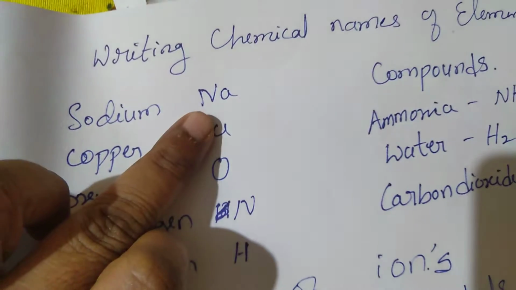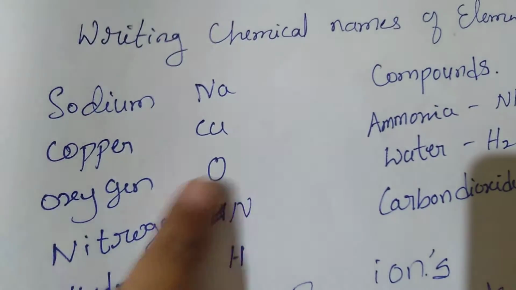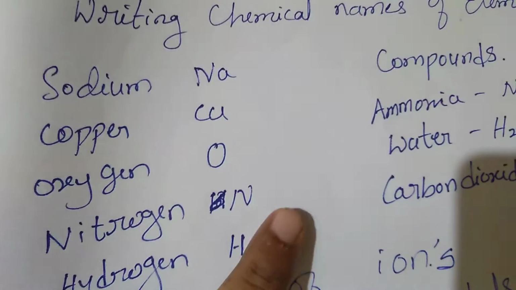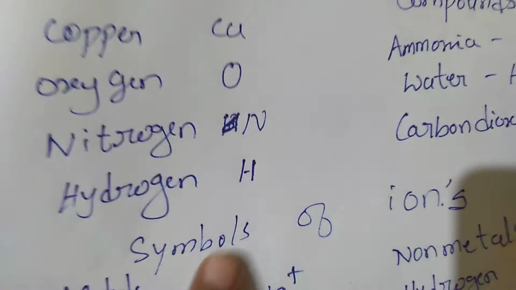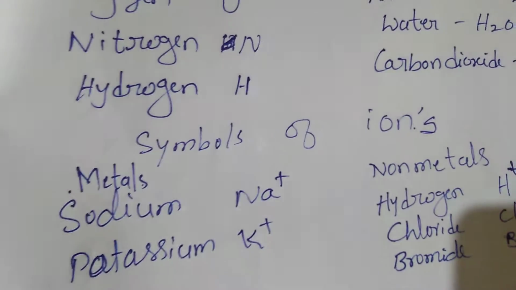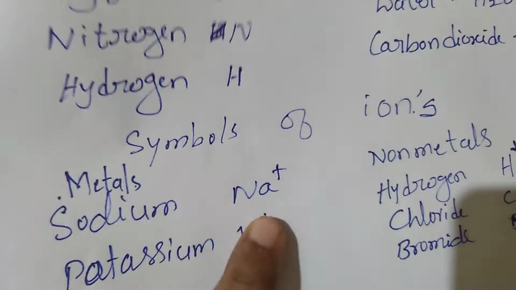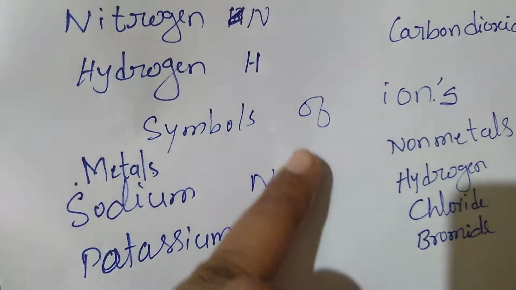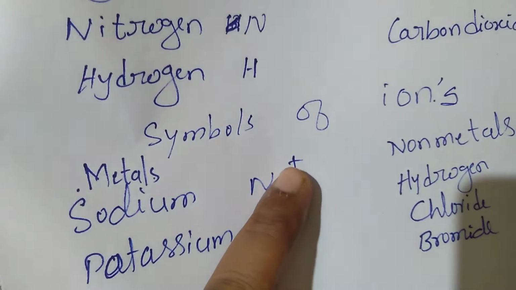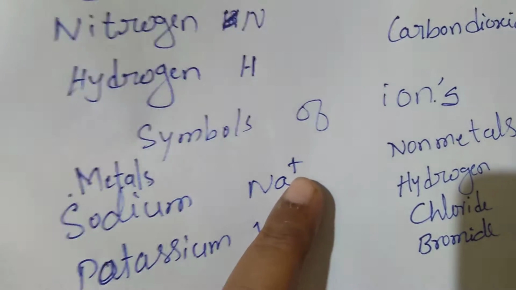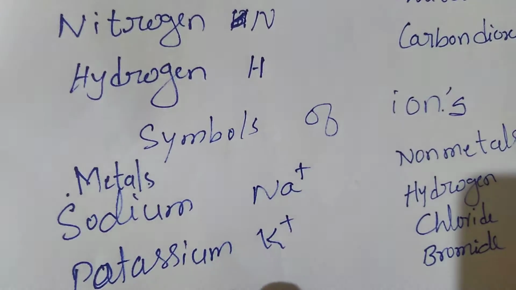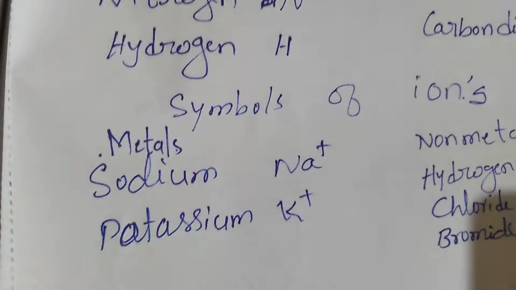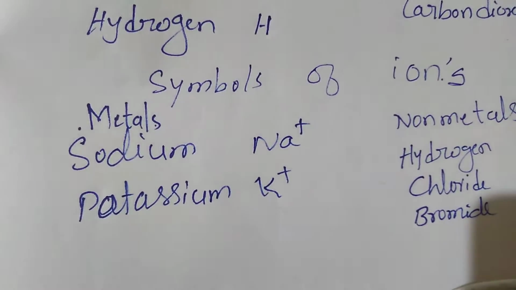Sodium we write as Na, copper is Cu, oxygen is O, nitrogen is N, hydrogen is H. But when you write the ions, sodium is Na plus. This shows its valency is 1. If no number is there, its valency is 1. Plus indicates that it is ready to give up electrons. Sodium and potassium are metals, and metals are always ready to give up electrons.